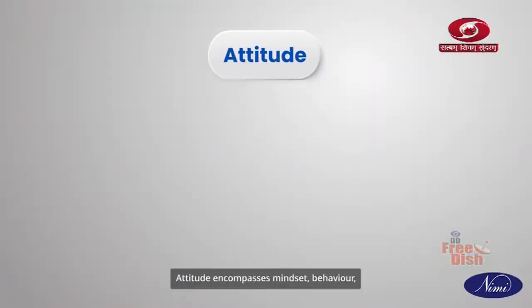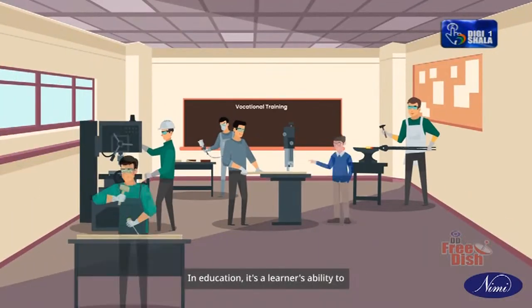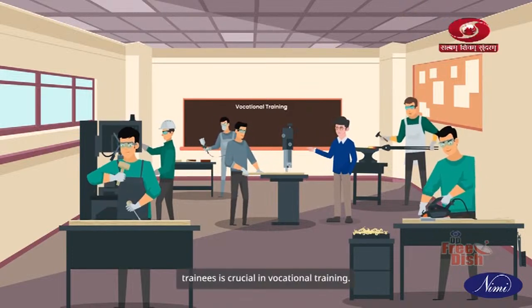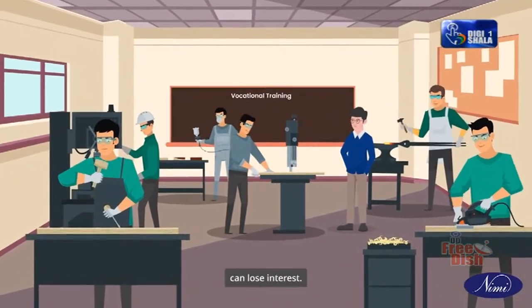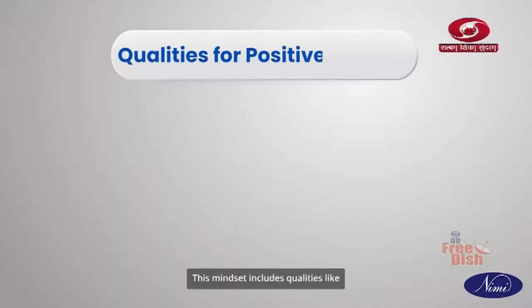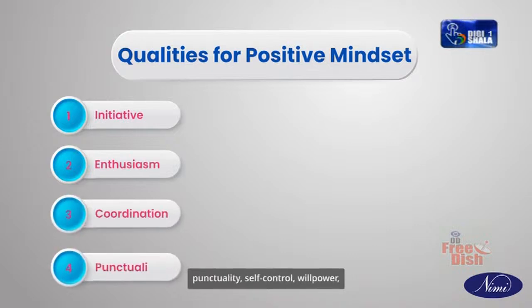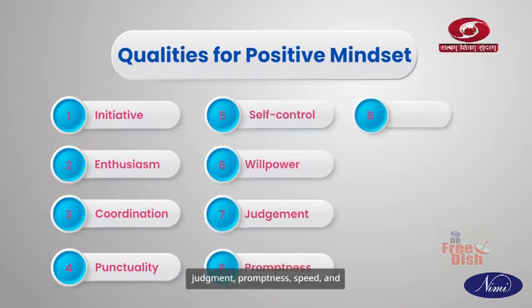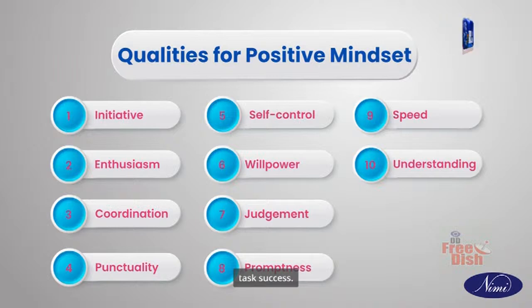Attitude. Attitude encompasses mindset, behavior, and conduct. In education, it's a learner's ability to assess things accurately. Fostering a positive learning attitude in trainees is crucial in vocational training. Without a willingness to learn, trainees can lose interest. This mindset includes qualities like initiative, enthusiasm, coordination, punctuality, self-control, willpower, judgment, promptness, speed, and understanding, all contributing to one's attitude. A positive work attitude is essential for task success.